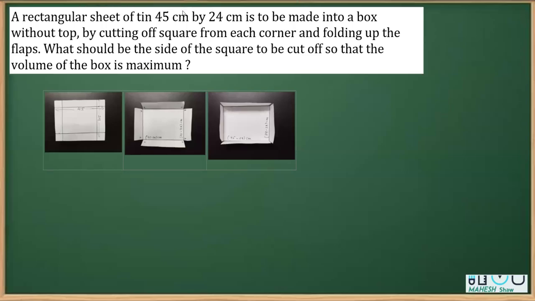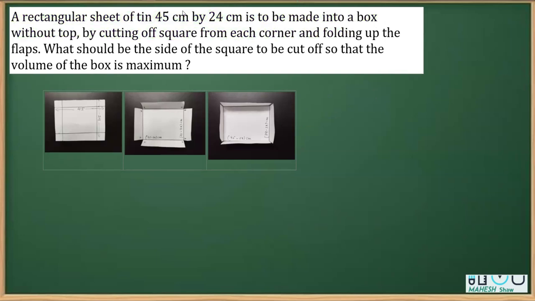This question is from the chapter Application of Derivatives. We are given a rectangular sheet whose dimensions are 45 and 24, and it is to be made into the shape of a cuboid, by cutting four squares from its corners and then folding it.